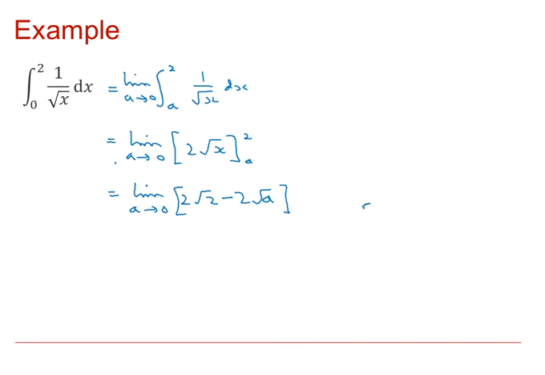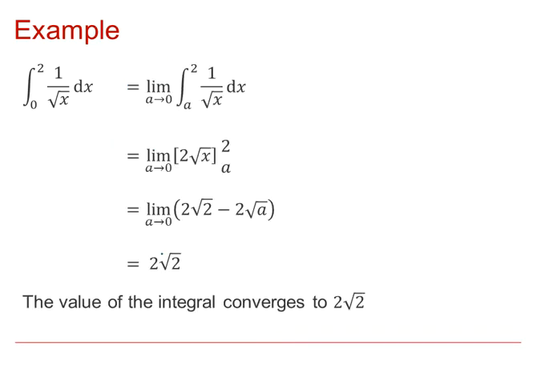and now as a tends to 0, which is the actual bottom limit, we know that root a will also tend to 0, and therefore the area will converge on 2 root 2. So the area is defined as 2 root 2. You see the full detail there.